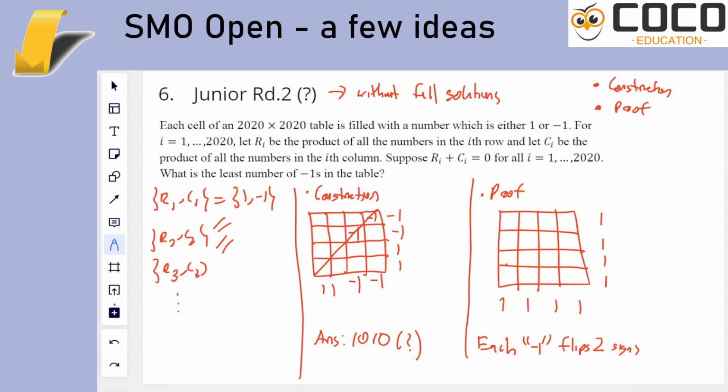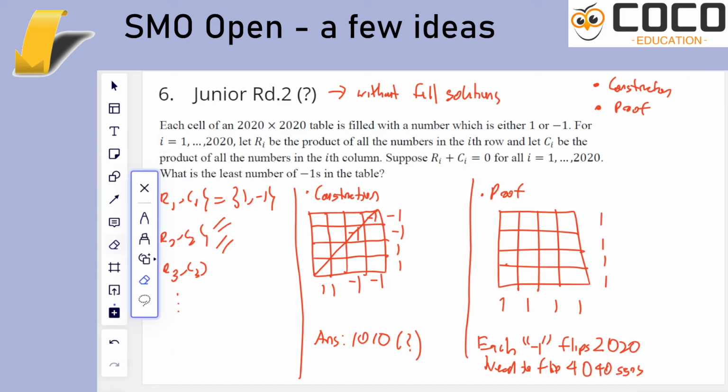Now you know that you need to flip 4 signs. And so therefore, you need to at least have 2. And of course, the logic will also apply in the general case, where instead of 2, it will be 2020. And instead of 4, it will be 4040. Sorry, no, that's still 2. Each minus 1 does still flip 2, but you need to flip 4040 signs, and so that confirms. You know what? I'm talking nonsense. You need to flip 2020 signs, and so the answer is 1010. I do apologize.